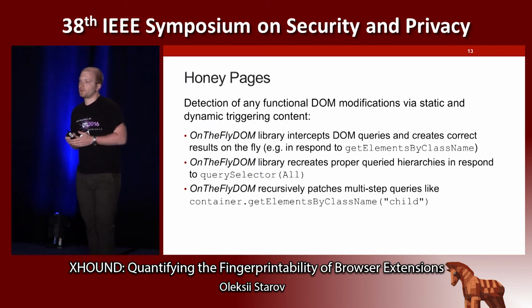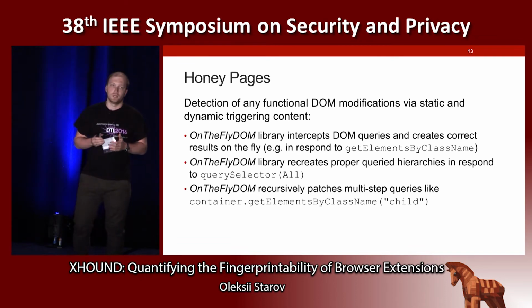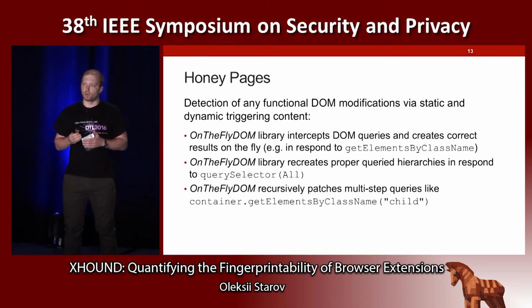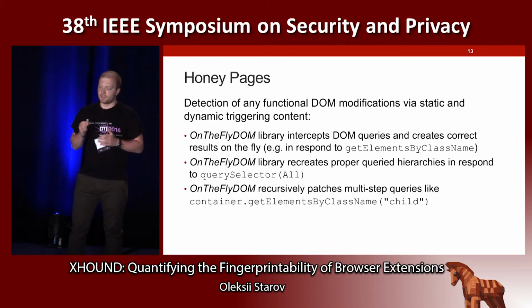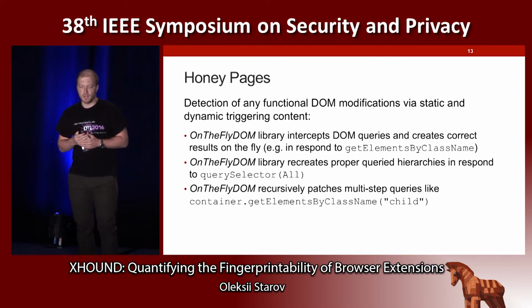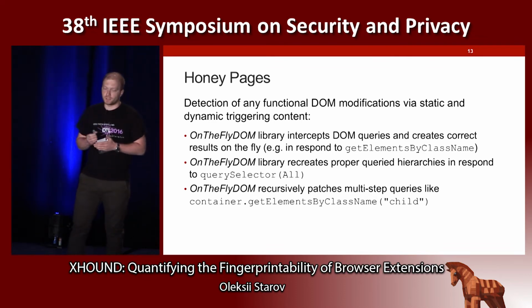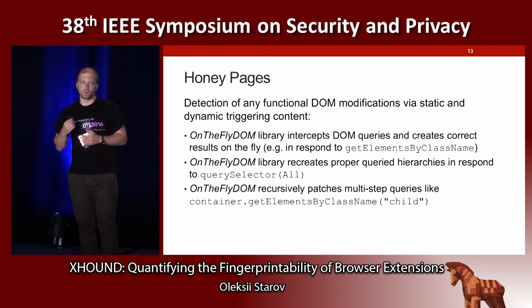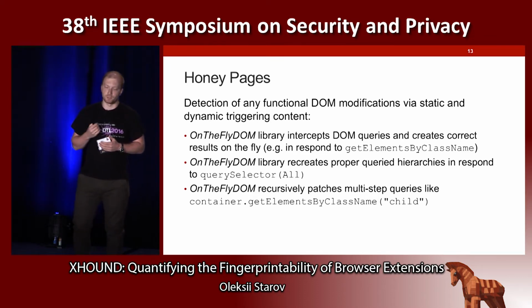Our honey pages have prepared static content, and they also create dynamic content on the fly. The aim of both is to trigger as much as possible of the benign and legitimate functionality of extensions. Under dynamic content, I mean our on-the-fly DOM JavaScript library that intercepts all DOM queries from an extension and creates on-the-fly the queried hierarchies of the DOM.